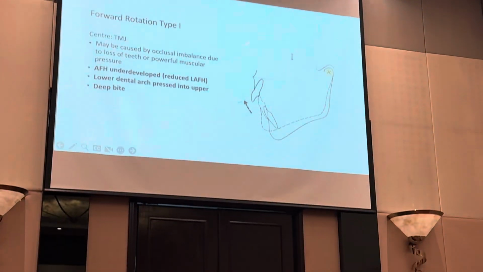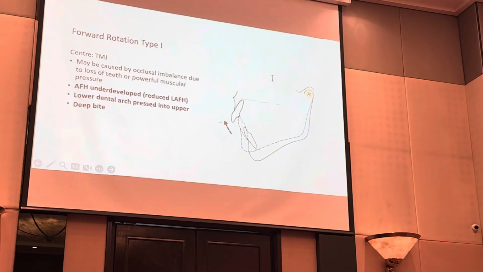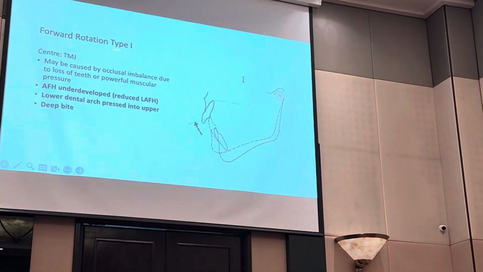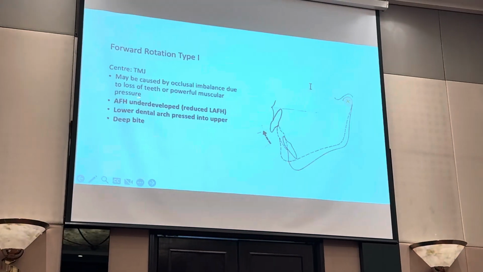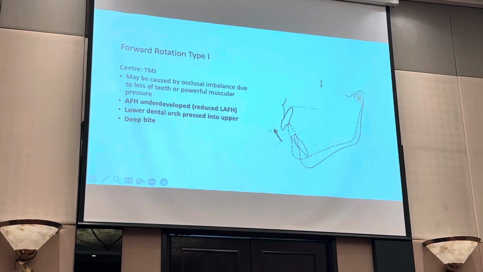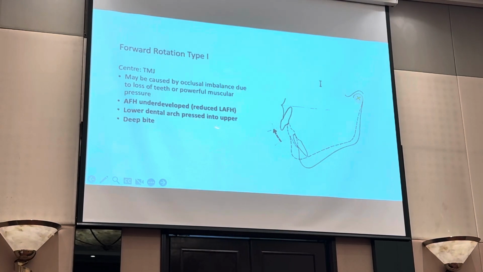Now it can be caused by occlusal imbalance due to loss of teeth or powerful muscular pressure. Anterior face height usually is underdeveloped, so you will have reduced lower anterior face height. Lower dental arch is pressed into your upper arch. You will have a deep bite.